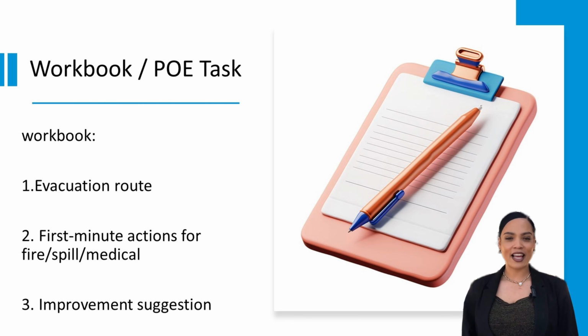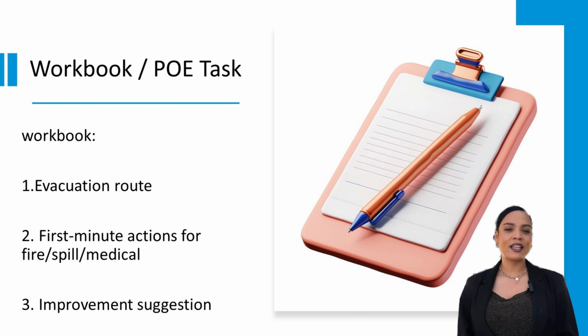Open your workbook and complete the emergency preparedness response page. Write: 1. Your evacuation route and assembly point. 2. First-minute actions for fire, spill, and medical scenarios. 3. One improvement suggestion for your area.